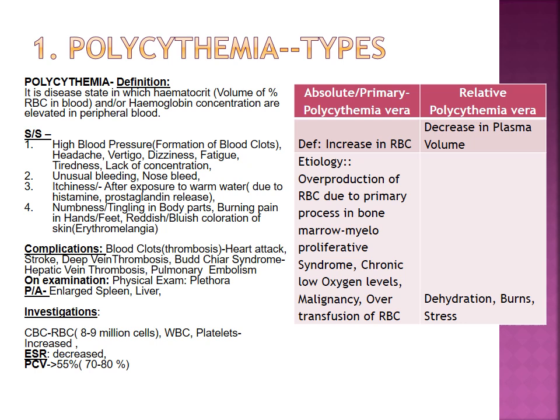There are two types: absolute or primary polycythemia vera, and relative polycythemia vera. The primary can be because of an increase in RBC, from overproduction of RBC due to a primary process in the bone marrow. Myeloproliferative syndrome, chronic disease, low oxygen levels, malignancy, over transfusion of RBCs. Relative can be due to a decrease in plasma volume, so decreased water, loss in dehydration, burns, stress.